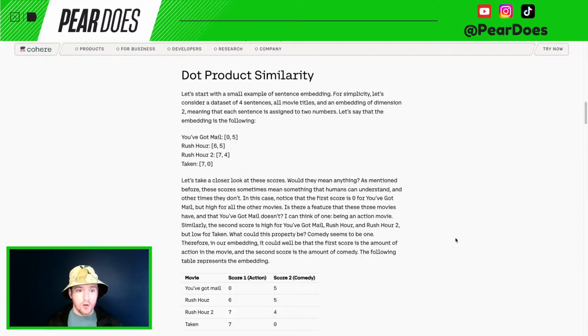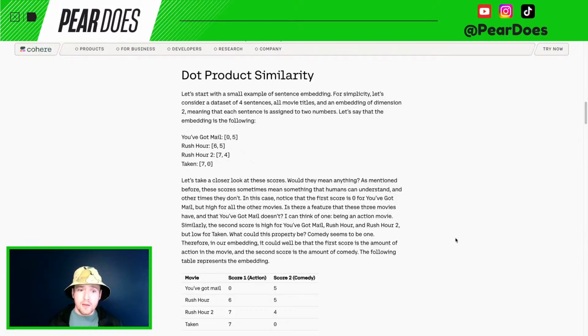The second score is high for You've Got Mail, Rush Hour, and Rush Hour 2, but low for Taken. And what could that property be? It could be that it's comedy, right? So on the left, if we go down vertically, You've Got Mail is 0, but Rush Hour 1 and 2 are 6 and 7. That's the left-hand side. That is the action category. Then the right side, with Taken being a 0, it's not a funny movie at all, and the others having 4s and 5s, you can see that that's kind of a comedy, right? Rush Hour 2's got some comedy to it.